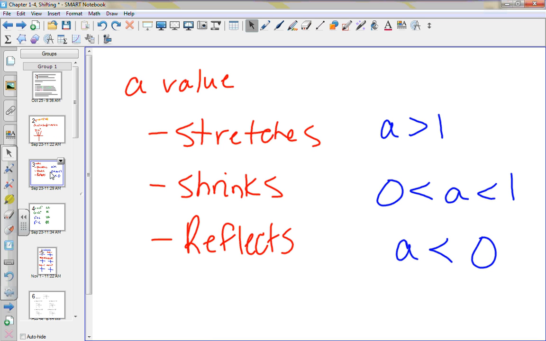Now, the a value. The a value is what shrinks and stretches a graph. It also reflects it. The a value is what stretches and shrinks and reflects a graph. If the a value is greater than 1, then what we have, we call that a stretch.